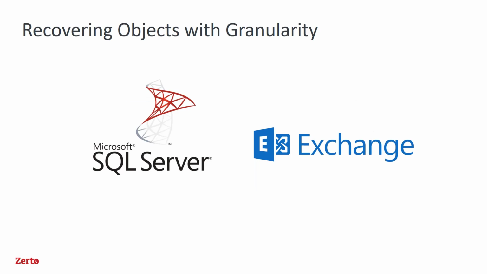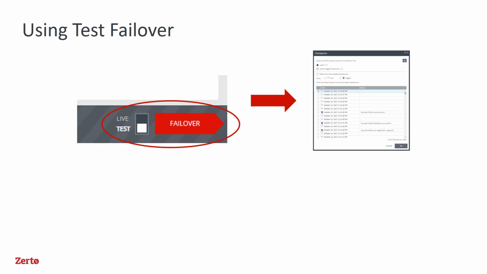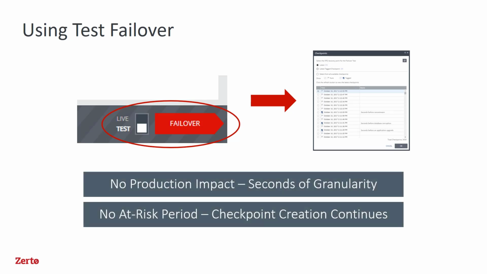So let's say I've got a SQL server or an Exchange server and I want to start recovering not the entire SQL server, but specific tables or specific emails. Now we have a feature called Failover Test, and this allows you to start a specific application in an isolated bubble. So what we actually do is we click Failover Test, we select a point in time. Now this has no impact to production. You can boot it in an isolated network.